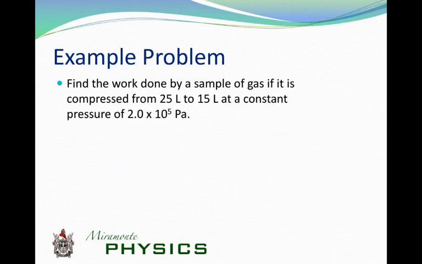Find the work done by a sample of gas if it is compressed from 25 liters to 15 liters at a constant pressure of 2.0 times 10 to the 5th Pascal.